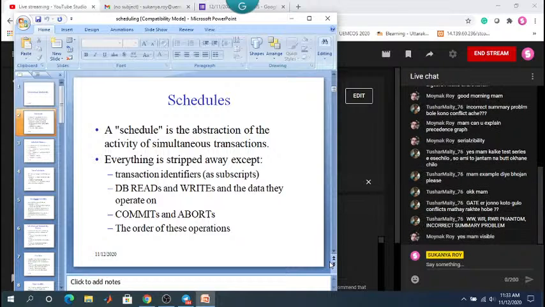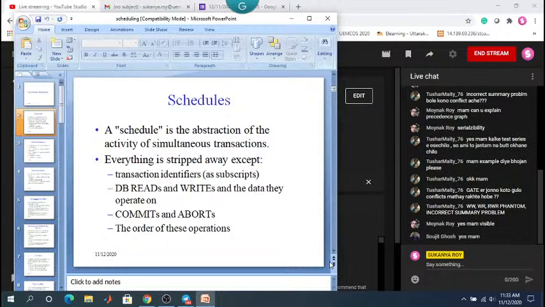But the question that comes most often is to check whether the schedule is view serializable or not, or whether it is conflict serializable or not. This kind of thing comes in GATE.